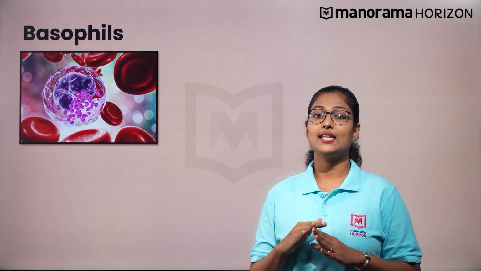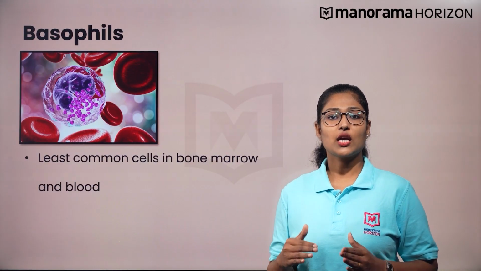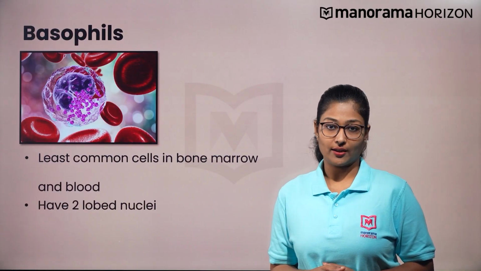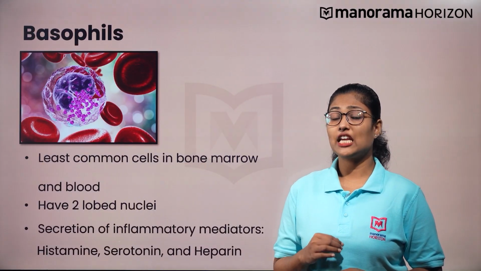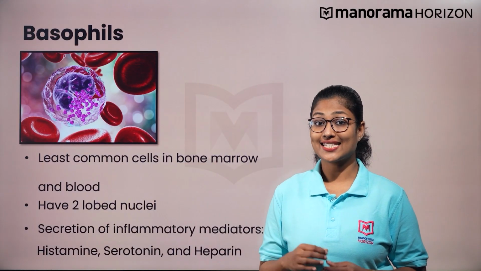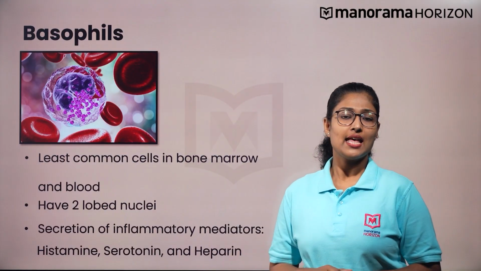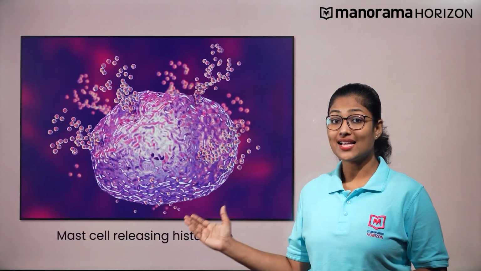The third kind of WBC is the basophils. They are among the least common cells in bone marrow and blood. Looking more into the cell structure, they have 2 lobed nuclei. Their main function is the secretion of inflammatory mediators such as histamines, serotonins and heparin. Another example of granulocytes includes mast cells.